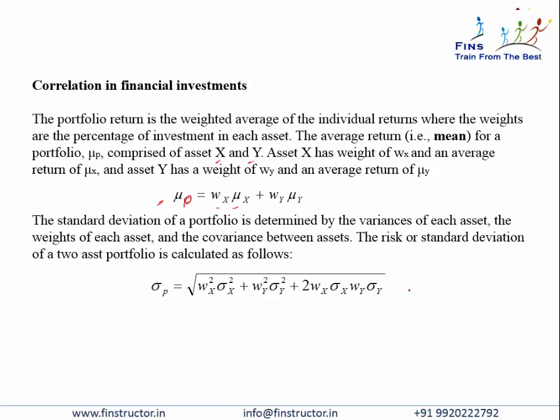However, the correlation does impact the risk of the portfolio. The risk of the portfolio is calculated as the weight of X squared into the variance of X plus weight of Y squared into the variance of Y, that is nothing but sigma squared, plus 2 weight of X sigma X weight of Y sigma Y into the correlation between X and Y. This can also be written as 2 into Wx into Wy into the covariance between X and Y. Covariance can be calculated as the correlation between the two assets into the standard deviation of X into the standard deviation of Y.